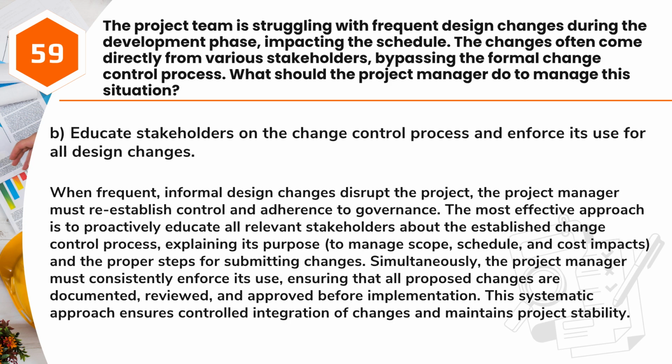Answer: B. Educate stakeholders on the change control process and enforce its use for all design changes. When frequent, informal design changes disrupt the project, the project manager must re-establish control and adherence to governance. The most effective approach is to proactively educate all relevant stakeholders about the established change control process, explaining its purpose, to manage scope, schedule, and cost impacts, and the proper steps for submitting changes.